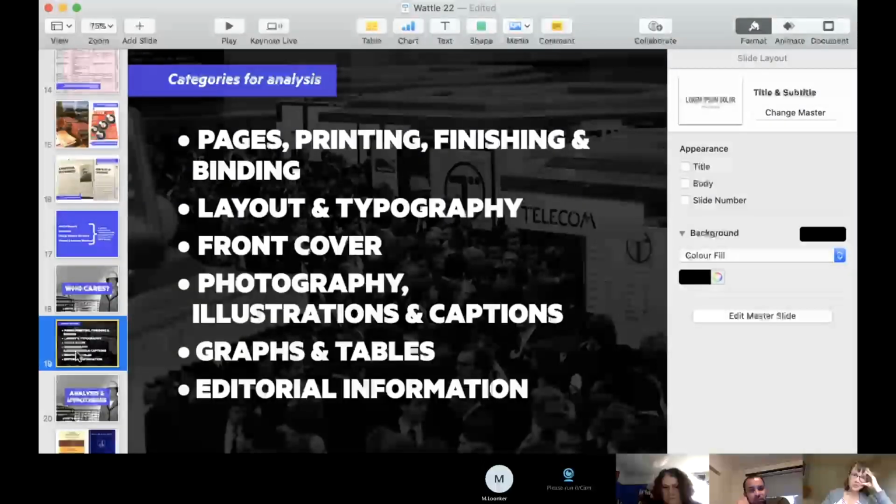To approach the annual reports to see how change occurred over time, common design features are being categorized to be interrogated. These include pages, printing, finishing and binding, layout and typography, front cover, photography, illustrations and captions, graphs and tables, and editorial information, including the use of language. However, it's likely that some of these will chop and change and may be condensed over time.